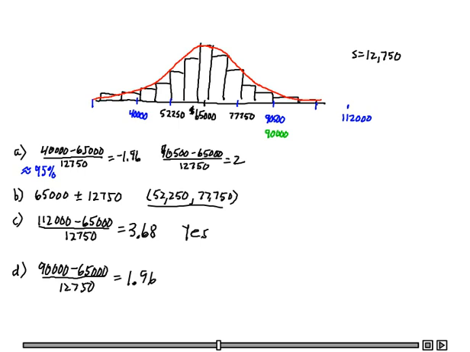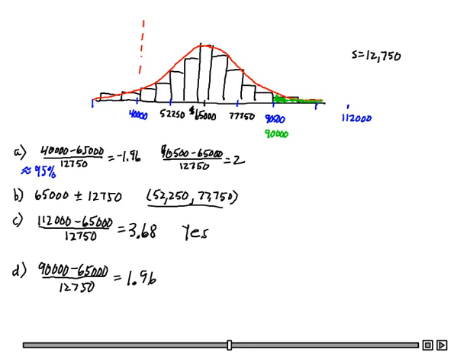Now, what it wants to know is what percentage of the homes will be priced above that. In other words, what percent of the home prices in this neighborhood would fall in this upper end of the distribution, greater than the 90,000. The key to that, again, is the empirical rule.